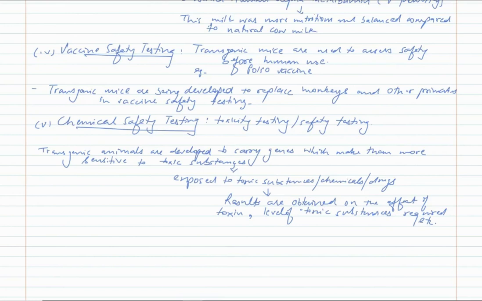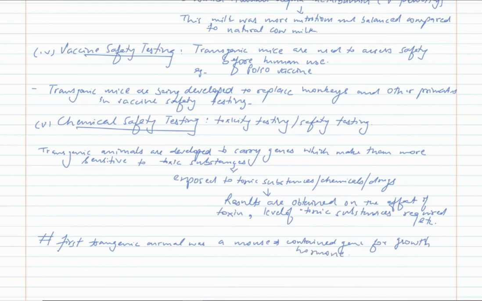The first transgenic animal was a mouse which contained the gene for growth hormone.